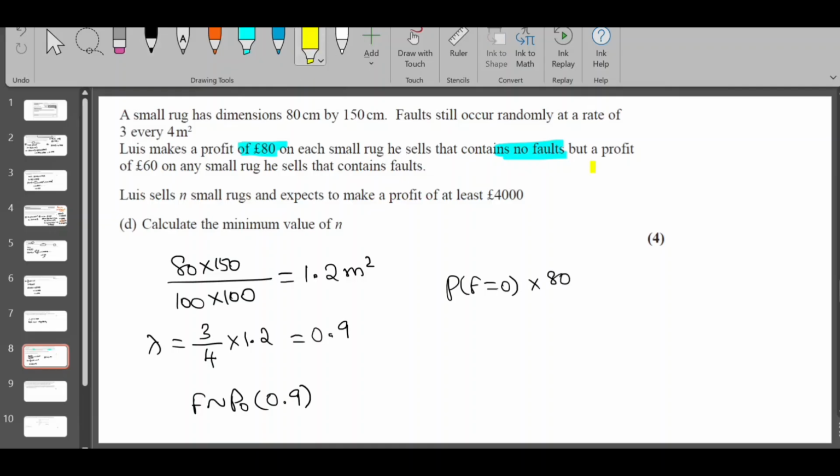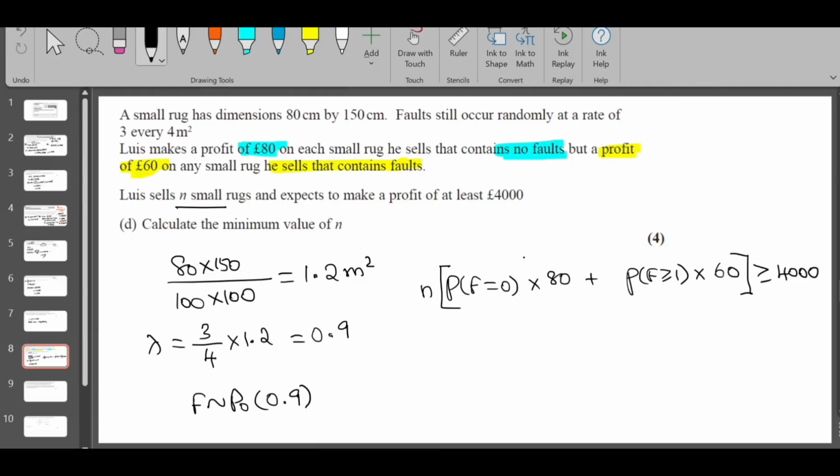And he makes a profit of 60 if there is a fault. So if the fault is, instead of 0, greater than or equal to 1, he makes a profit of 60. Now he sells n small rugs, so you need to multiply everything by n. That will give you the expected profit. But it's given already, he expects to make a profit of at least 4,000. So it should be greater than or equal to 4,000. Hope you understand this.